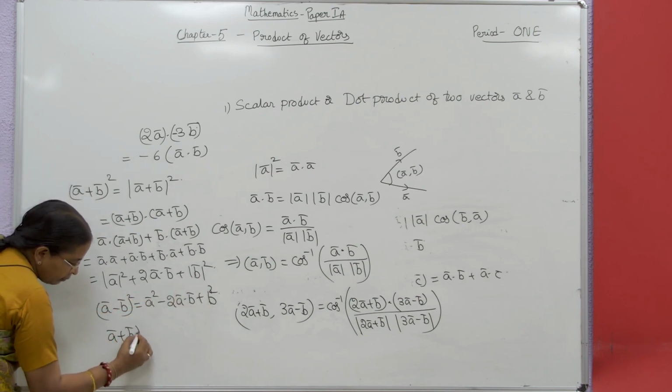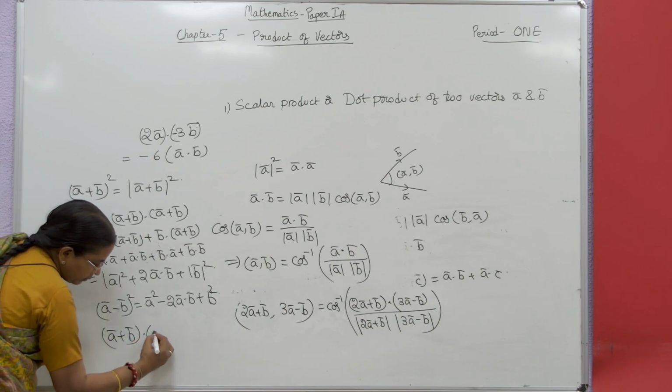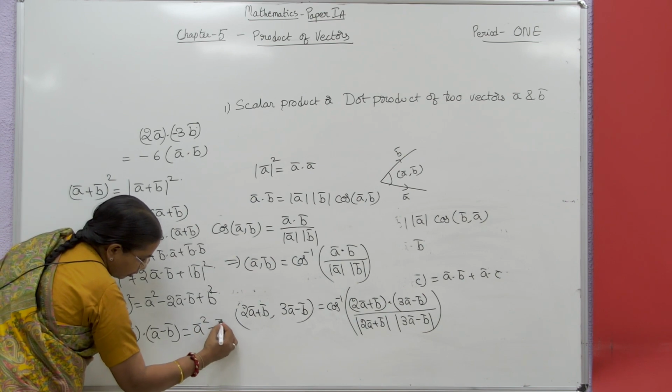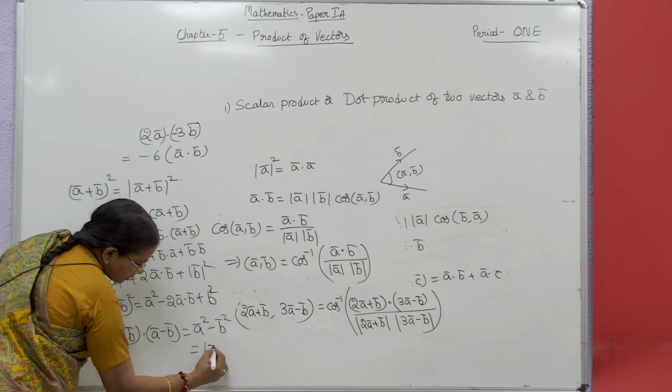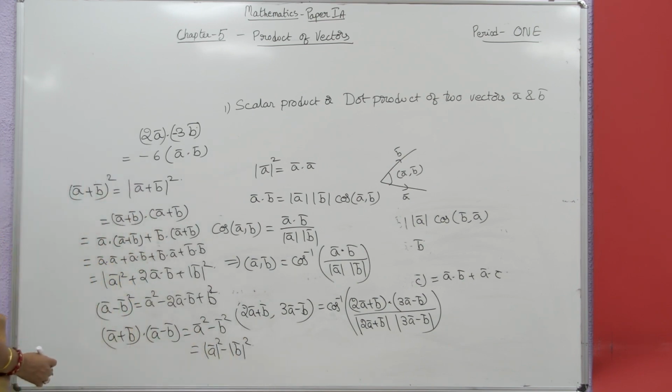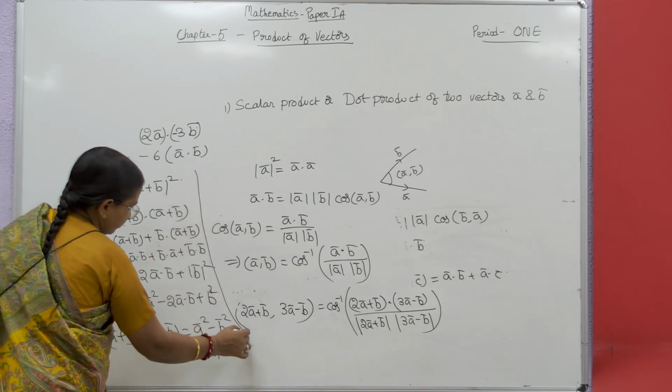The same way, (A plus B) dot (A minus B) is equal to A square minus B square, or it is mod A square minus mod B square. So we have the formula like this. Have you understood? We'll summarize all this.